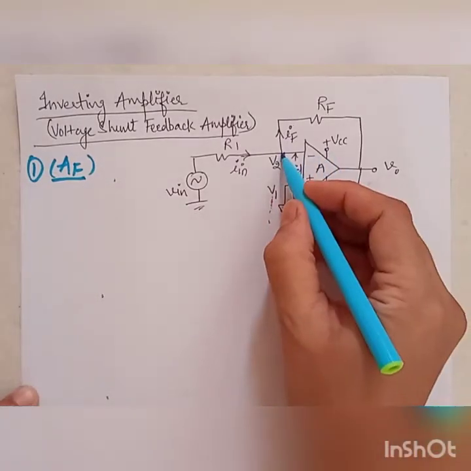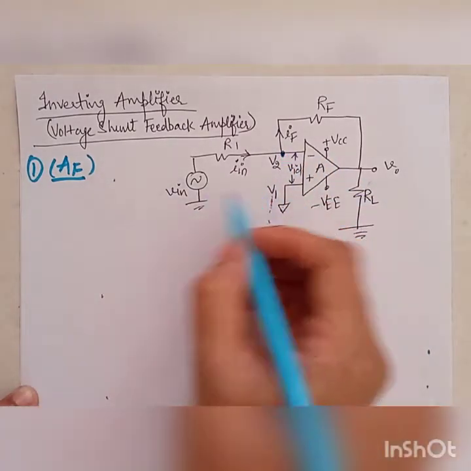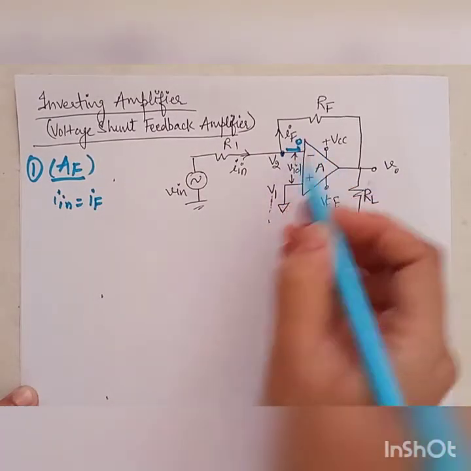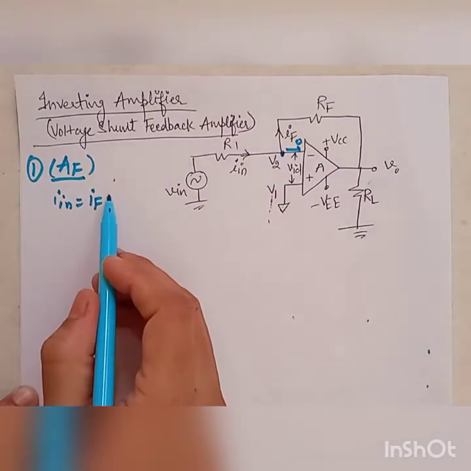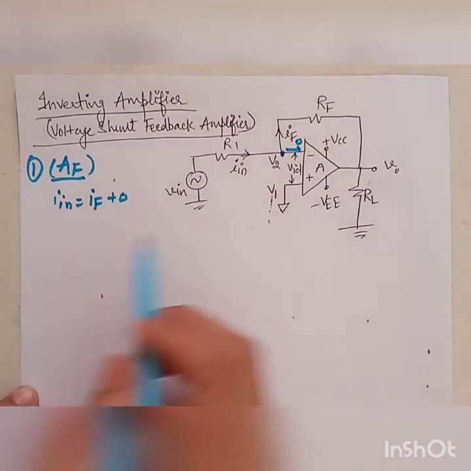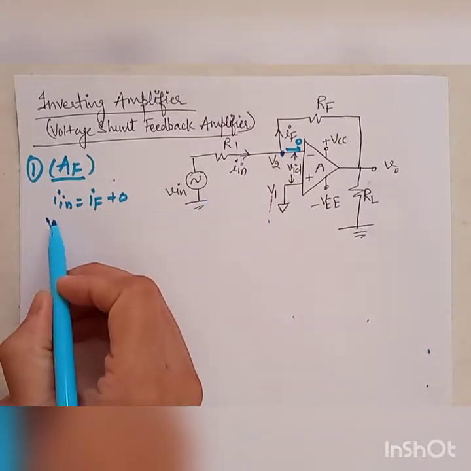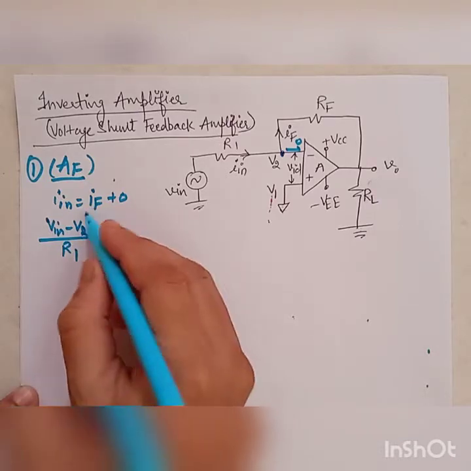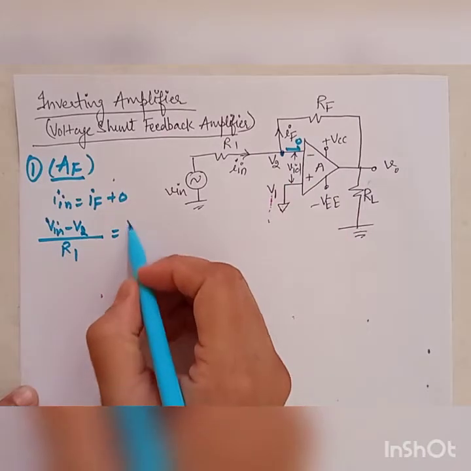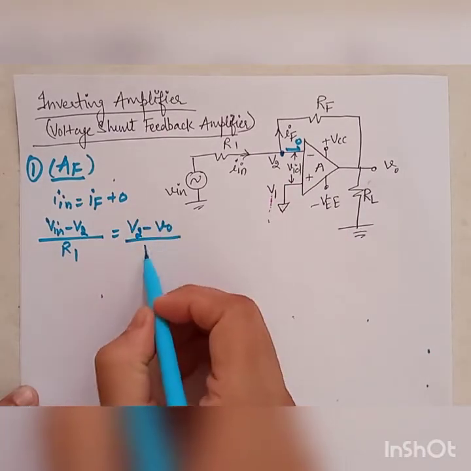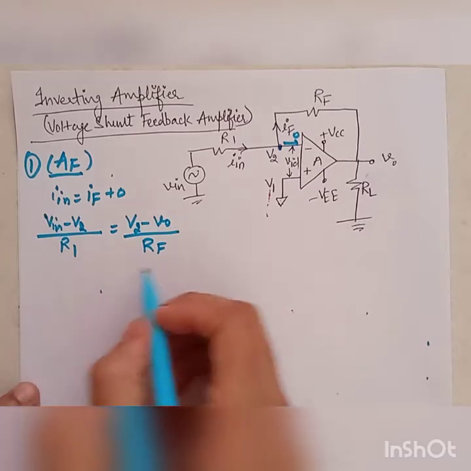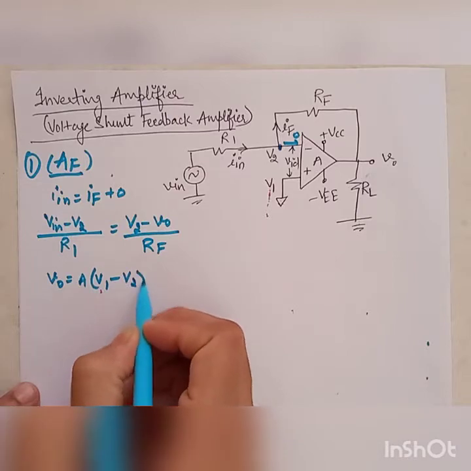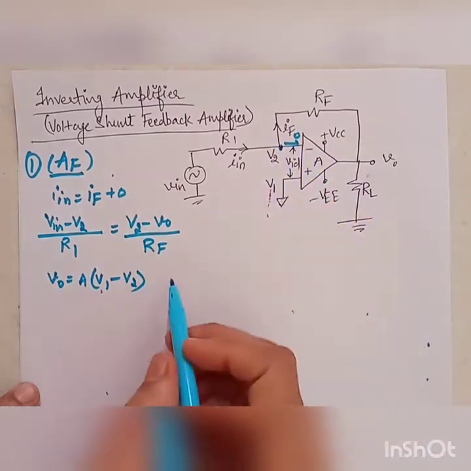So we know here if we apply KCL at this node, I can write I in is equal to IF plus 0, since this current is 0. Now I in is nothing but V in minus V2 divided by R1. IF is nothing but the current flowing here, that is V2 minus V0 divided by RF. Now we know already that V0 is nothing but A times V1 minus V2.